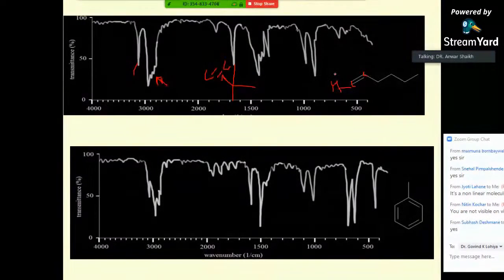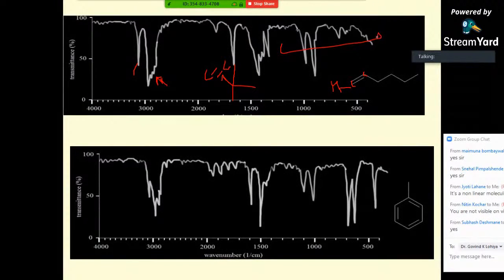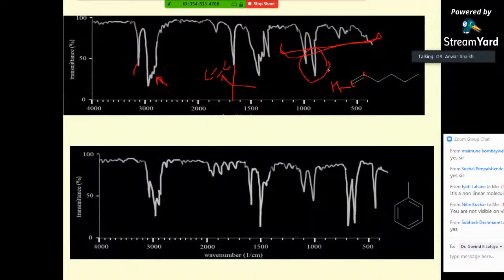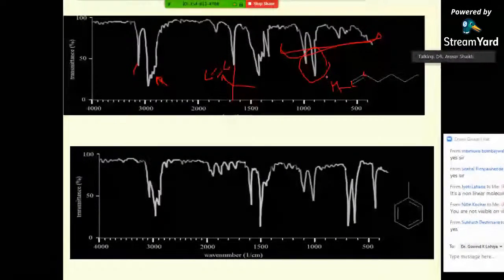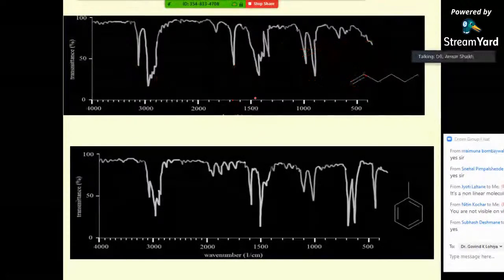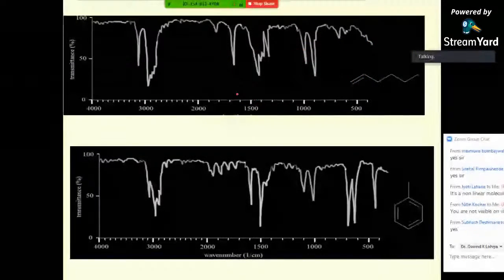There are some peaks here which you can observe. These peaks are fingerprint peaks, and they will be specific to the compounds only, but mainly the left-hand side of your 1500 will give an idea about your functional groups.